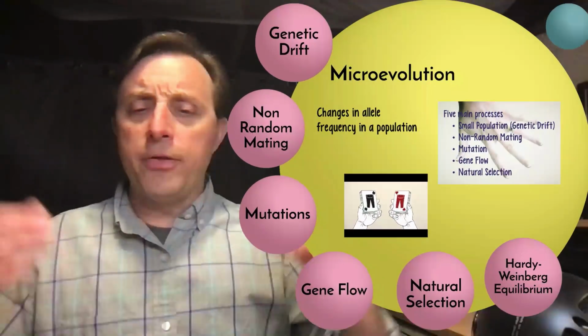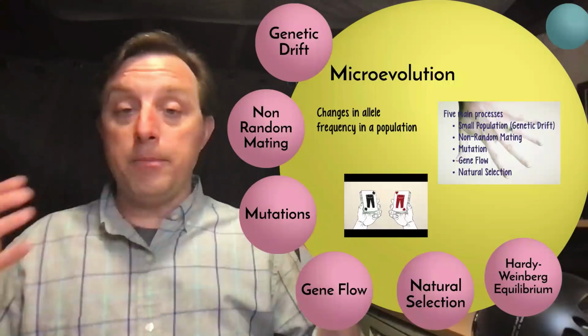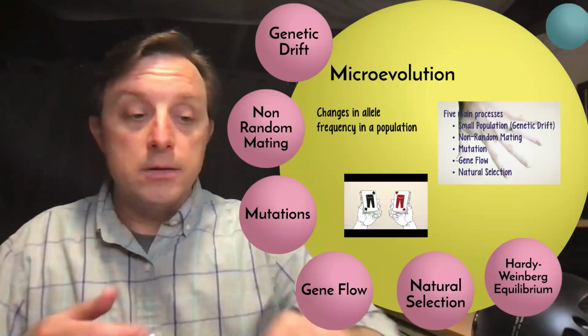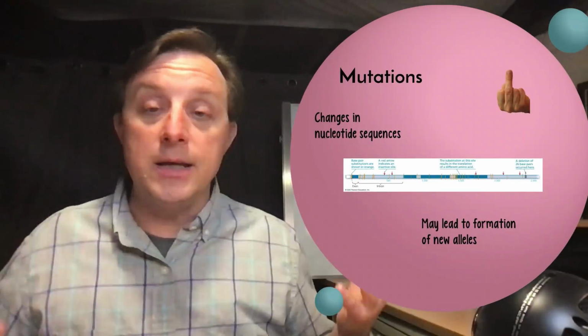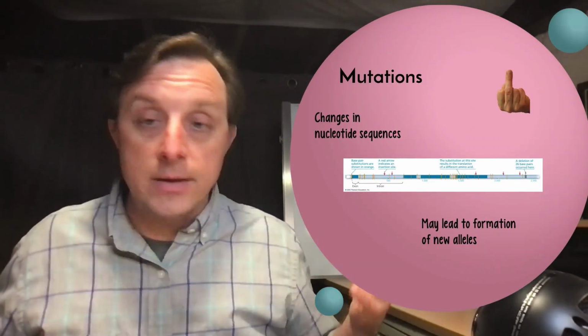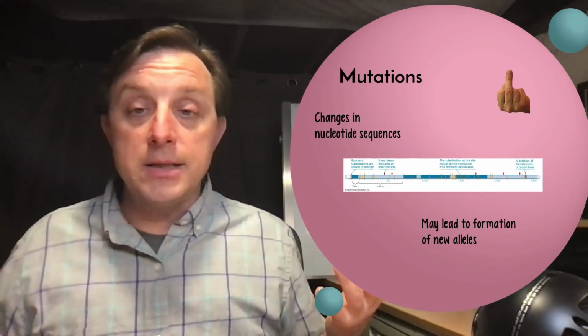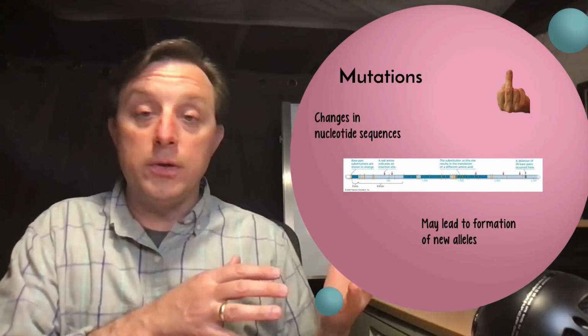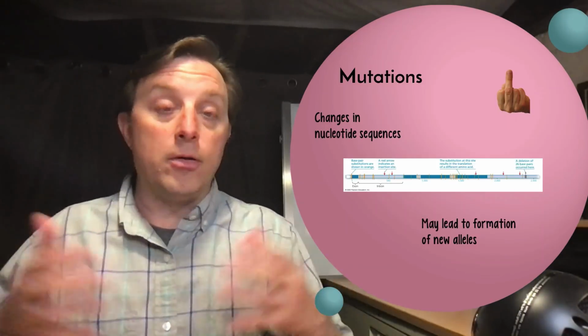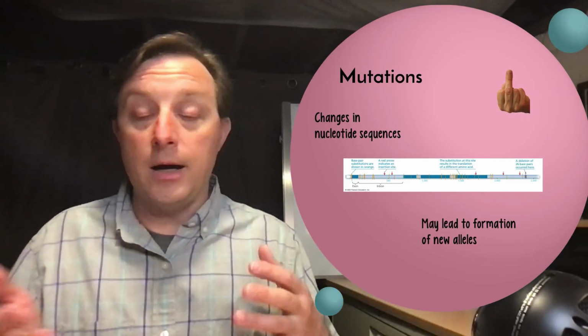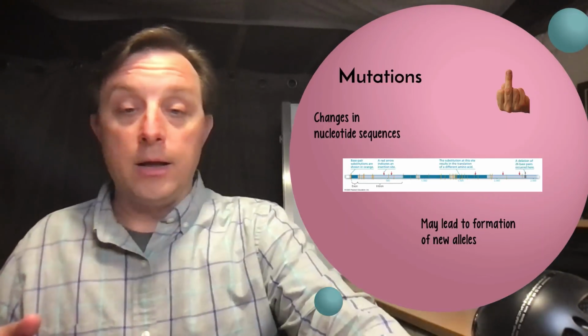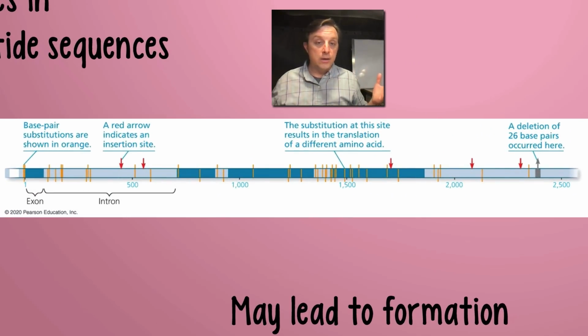All right. The third factor that can cause microevolution, mutations: changes in the DNA sequence. And that's very straightforward. If there is a change in the DNA sequence and that leads to a new allele, that new allele is now going to affect the ratios. Mutations can happen all along a gene. Not all of them are going to have effects, but mutations are happening all the time.